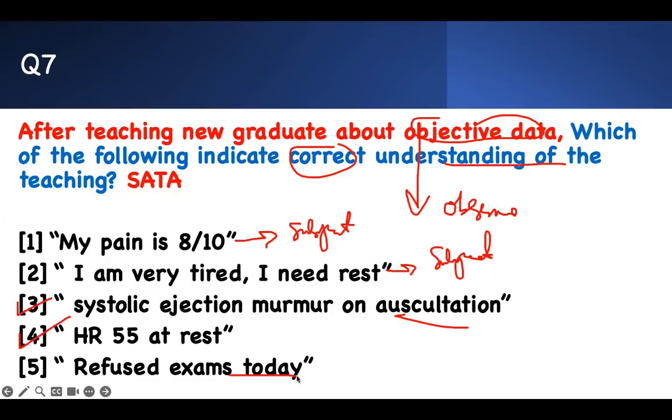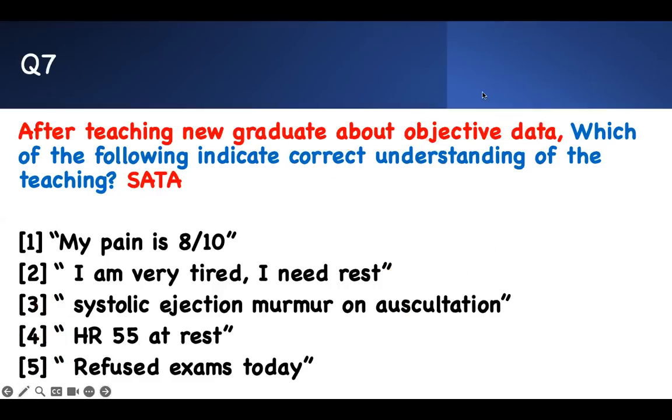Refuses exams today. The client refused exams. It's objective. This is what you saw, not what the client told you. This is the way it's written. "I refuse exams today" is an objective fact. So 3, 4, 5 are correct understanding.